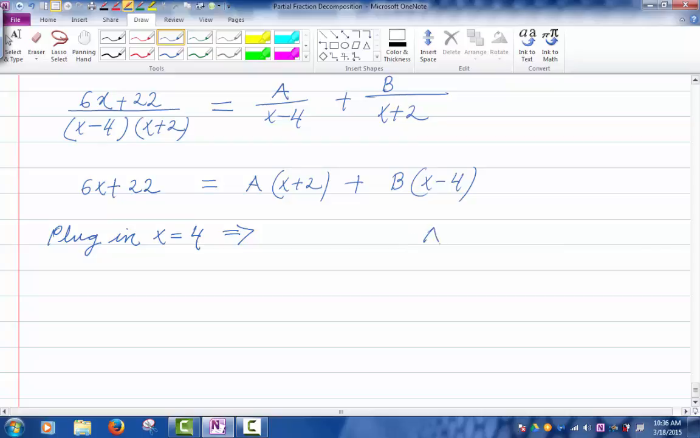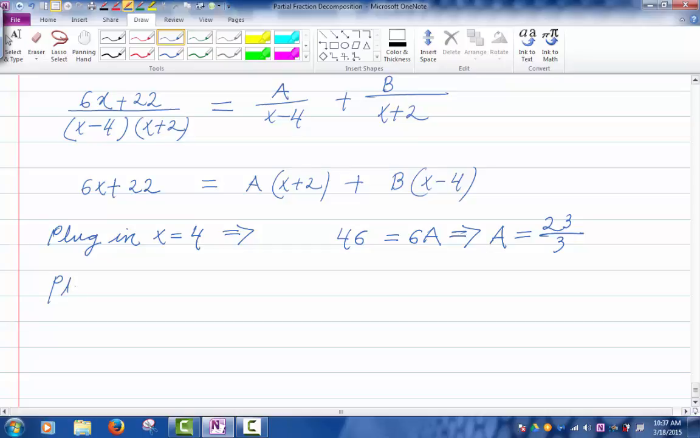On the right hand side, I am getting A times what? 6. And when I plug in 4 here, I'm getting 0. When I plug in 4 here, I get 6. When I plug in 4 here, what do I get? 46. And so that implies that A is 23 divided by 3. Okay?